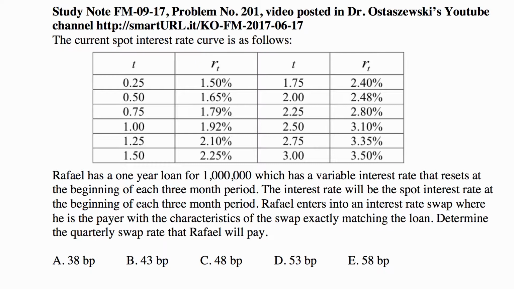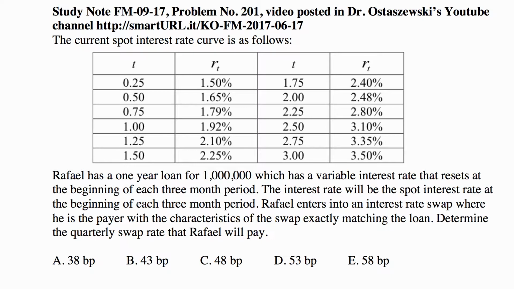Raphael has a 1-year loan for $1 million, which has a variable interest rate that resets at the beginning of each 3-month period. The interest rate will be the spot interest rate at the beginning of each 3-month period. Raphael enters into an interest rate swap where he is the payer with the characteristics of the swap exactly matching the loan. Determine the quarterly swap rate that Raphael will pay.